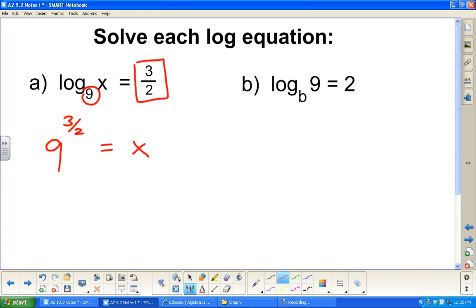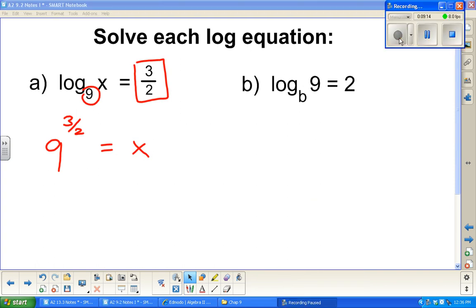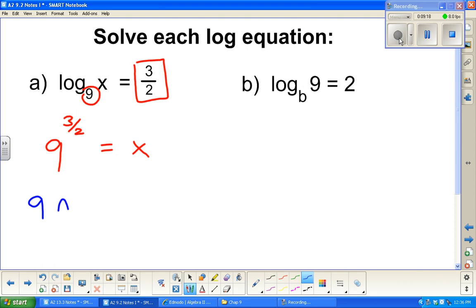So this should just be a little calculator problem. We're going to use our caret key. We're going to use parentheses to evaluate this. So this becomes, again on the calculator, 9 raised to the power of 3/2, and I got 27 for an answer. So x would equal 27.